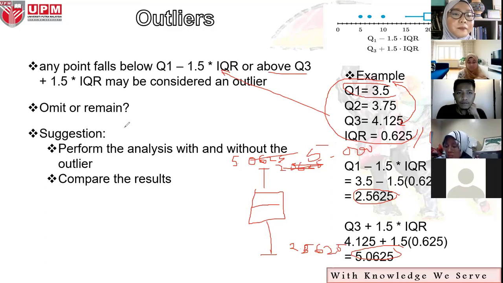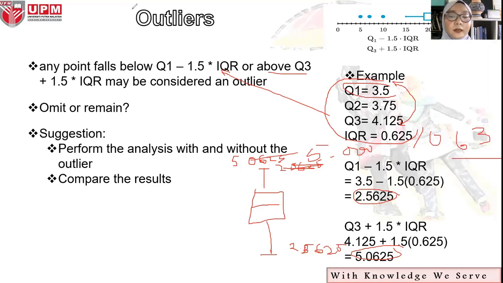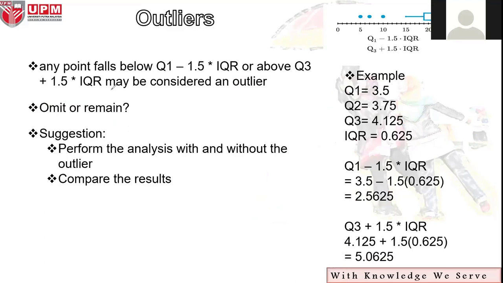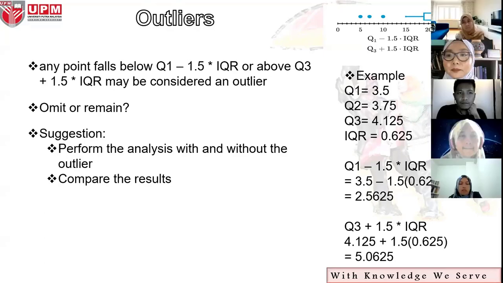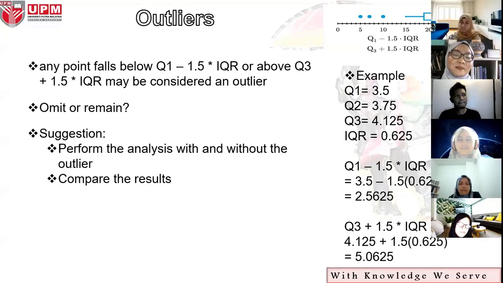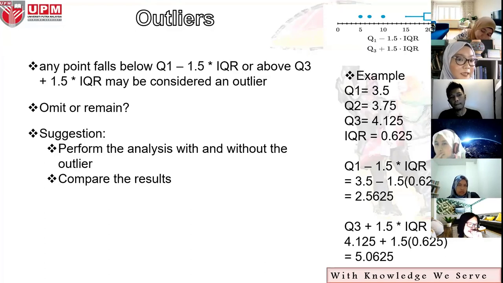Okay, so if you have an outlier in your data set, what should you do? Omit or remain? Omit. Okay, omit or remain. First, I cannot answer that. It depends on your data set. If you have exactly the minimum number of samples, be careful before you omit. So I do not advise either to omit or to remain.